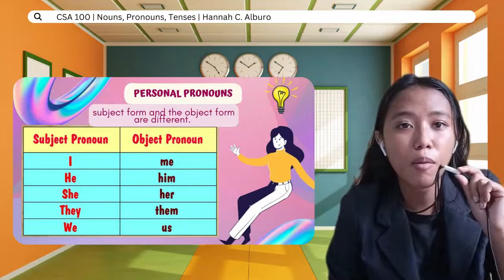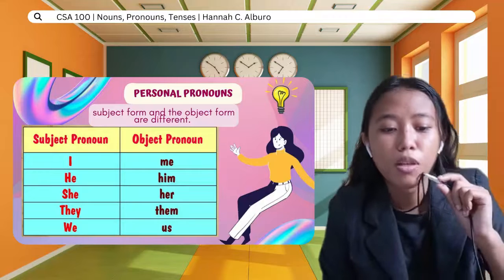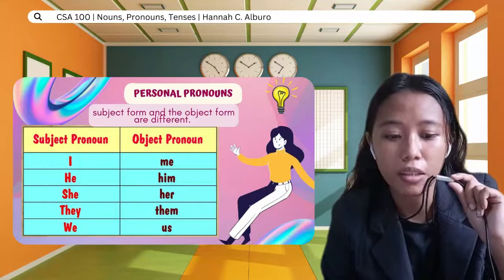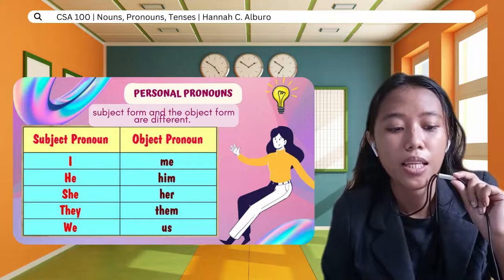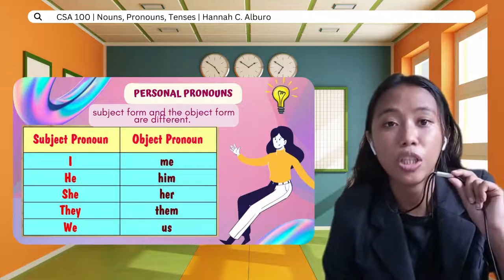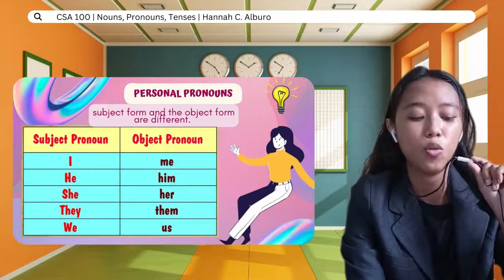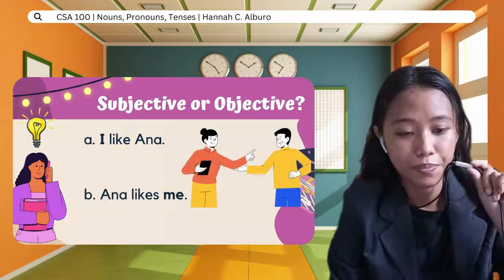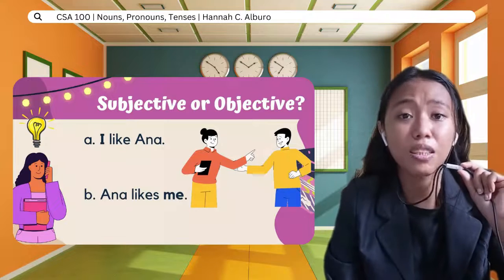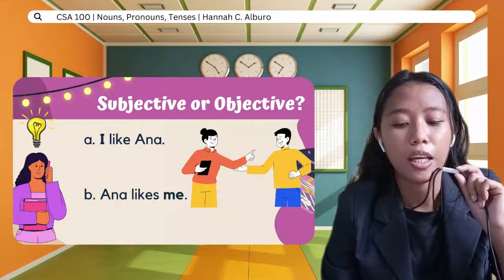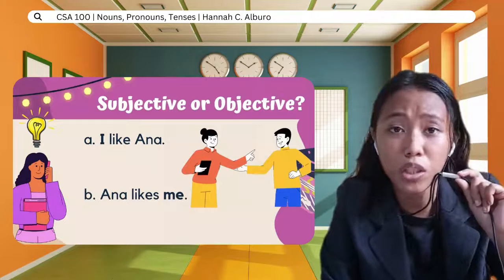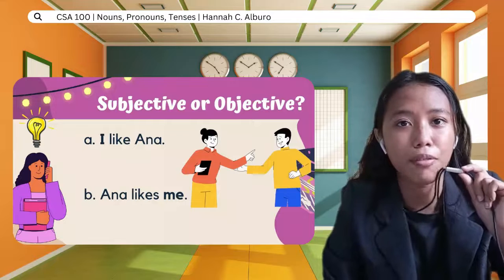Next, for the personal pronouns. In personal pronouns, the subject form and the object form are different. So we have I, then me; he, him; she, her; they, them; and we, us. Now, for this slide, subjective or objective, can you tell me which sentence is subjective and which sentence is objective?